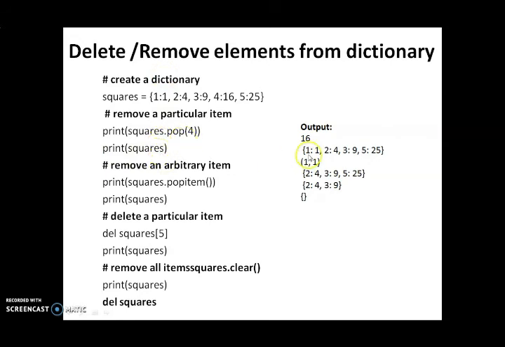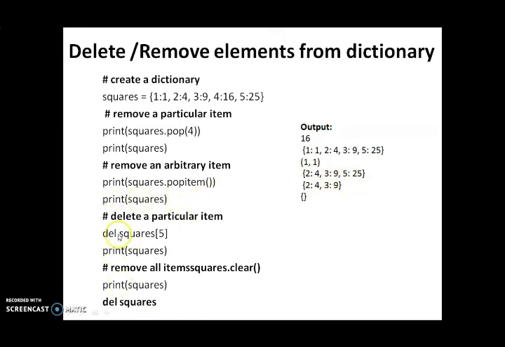So you can see here we have 1, 1, 2, 4, 3, 9 and 5, 25, where your 4, 16 has popped out. Next is popitem. So squares.popitem() represents the first item to be popped. We have not given any key-value pair here, so the first value will be popped out, that is 1, 1. The remaining items have been displayed here for this print(squares).